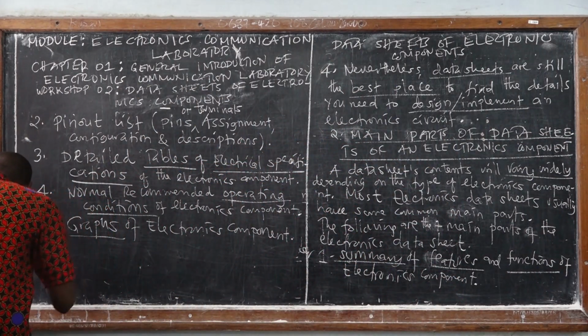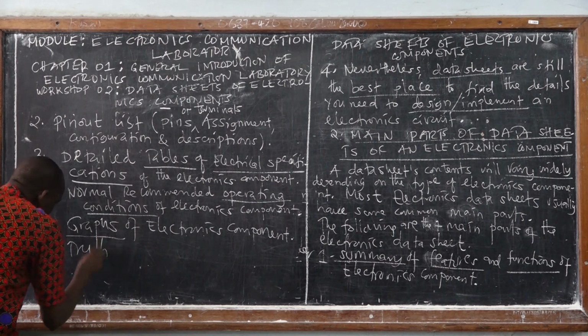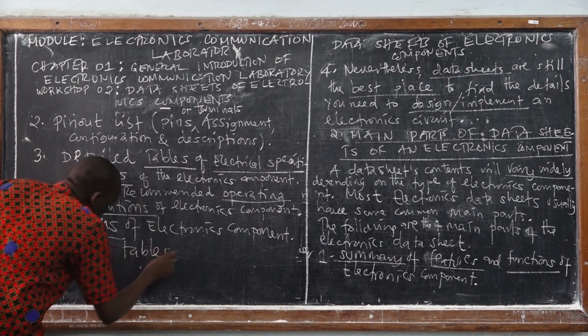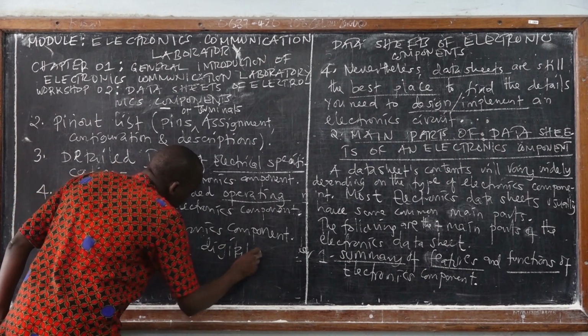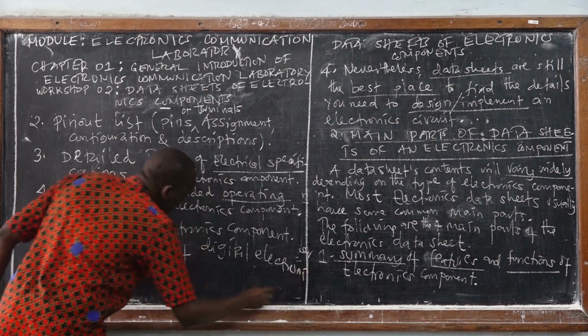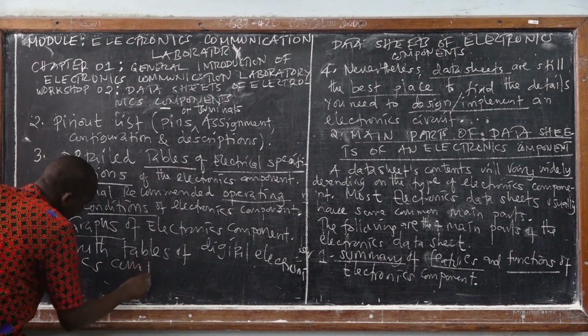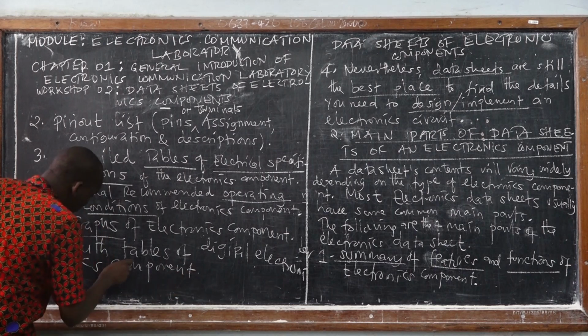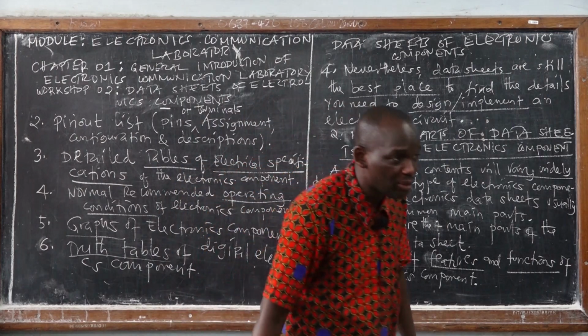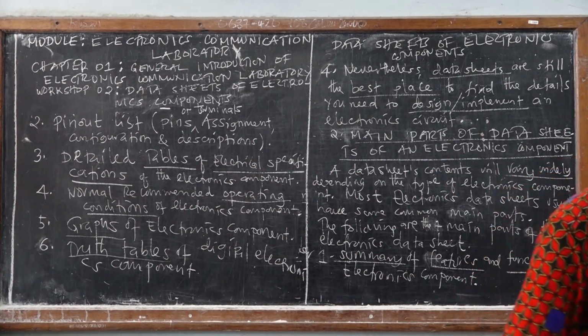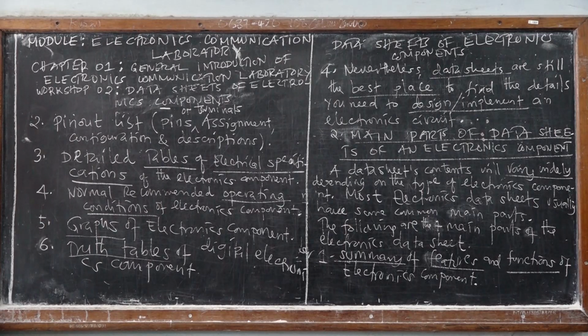Then, number 6, we say truth tables of digital electronics component. We taught you about truth tables in digital electronic science. Then you left them and used Boolean laws of simplification. Now you have the module called fundamentals of digital electronics. You learn those as a supplementary material, and you don't want to keep and bother yourself.